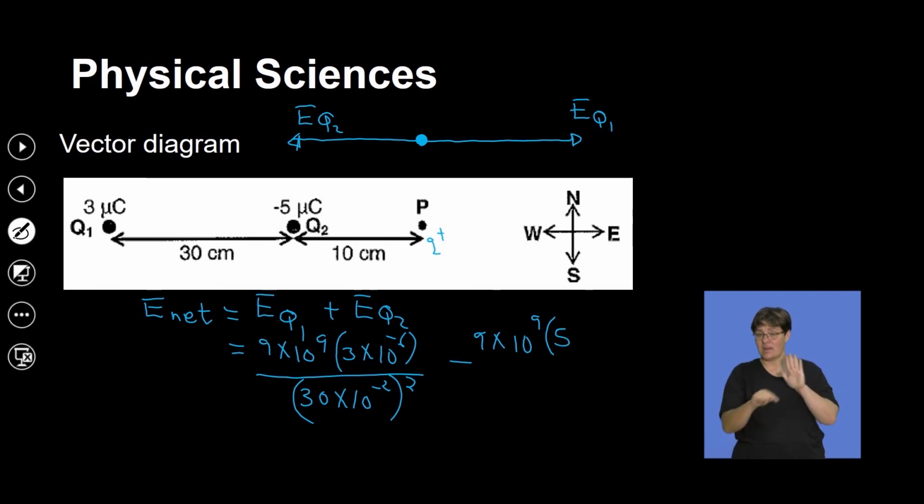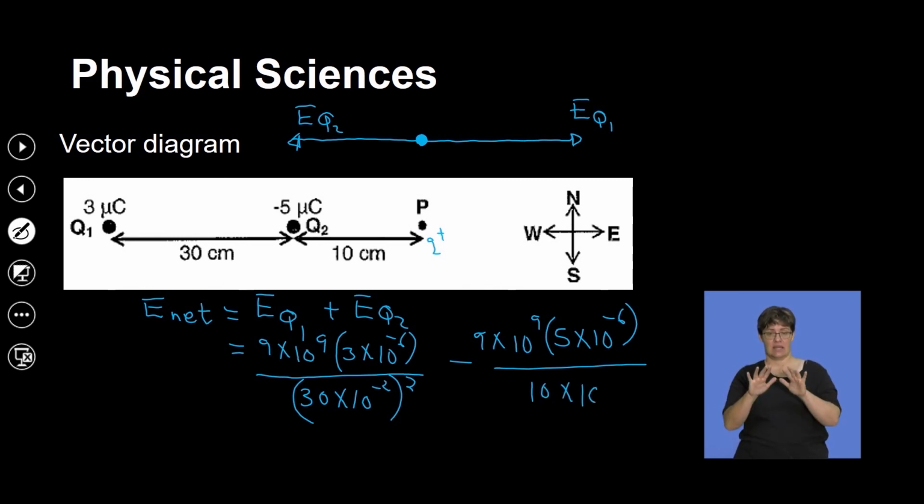Remember, we ignore the negative because if we say minus, minus is going to be plus, and it would be as if E due to Q2 is also eastwards. So we ignore the negative sign of the charge and consider the direction because it's a vector, right? 5 times 10 exponent negative 6, divided by the distance. How far is point P from charge Q2? It's 10 centimeters, so 10 multiplied by 10 exponent negative 2. We square that distance. So this is what we're going to get for our E net, right?